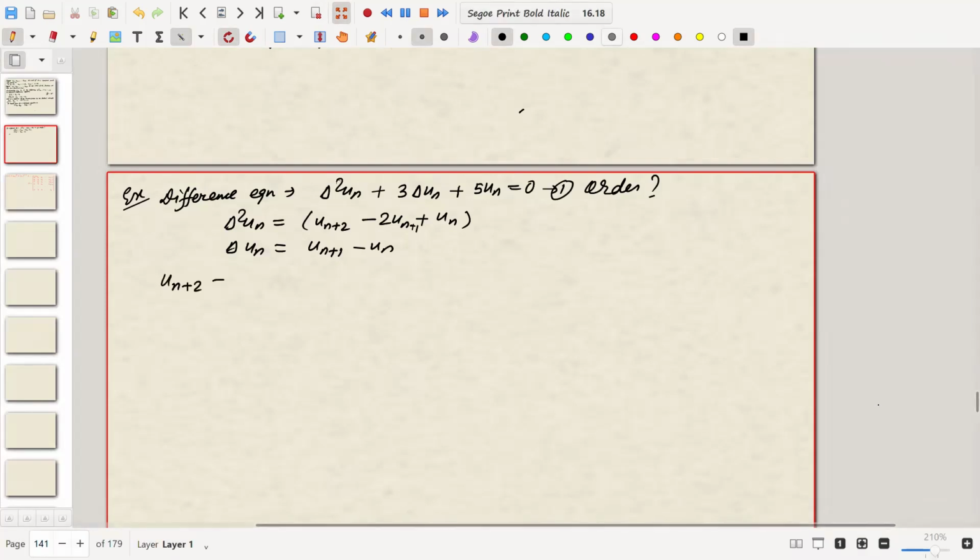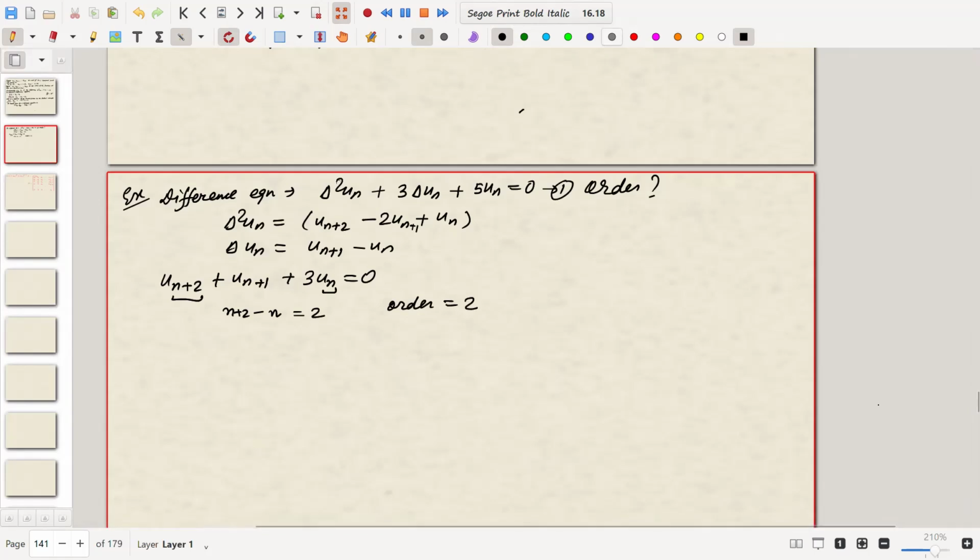So you will get the final answer as u(n+2) plus u(n+1) plus 3 times u(n) equals 0. Is it correct? So what is the order? Take the farthest subscript n plus 2 minus the lowest subscript, n. So the order is 2. The order of this difference equation is 2.